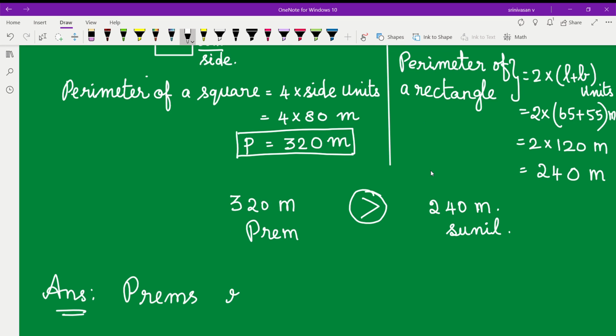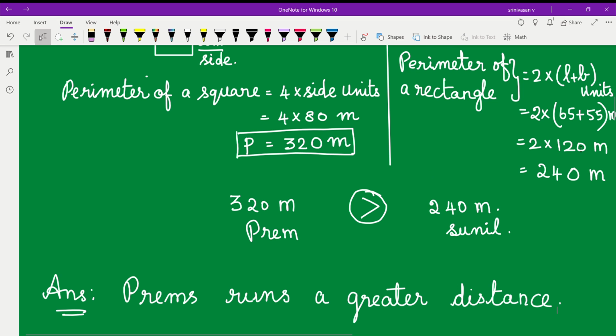Prem runs a greater distance. Have you understood, children? Yes, now we'll move to the next question.